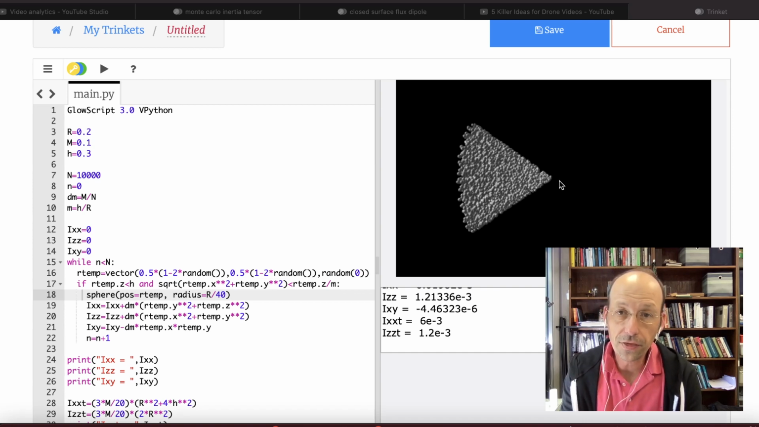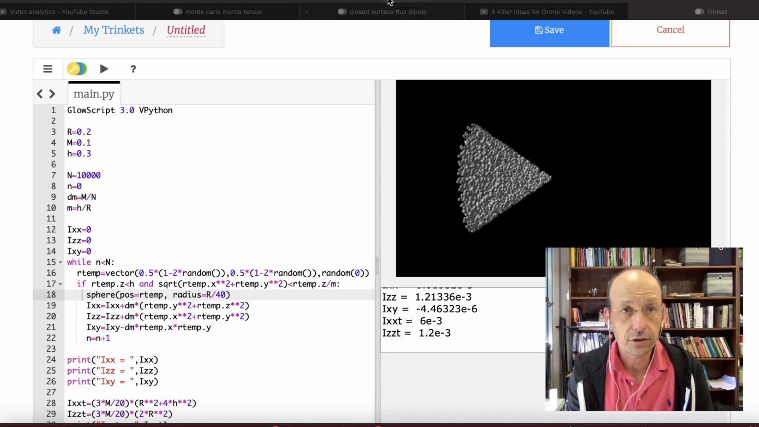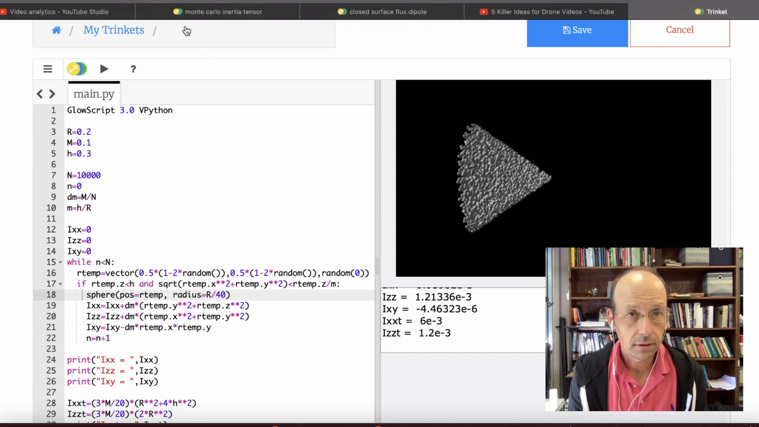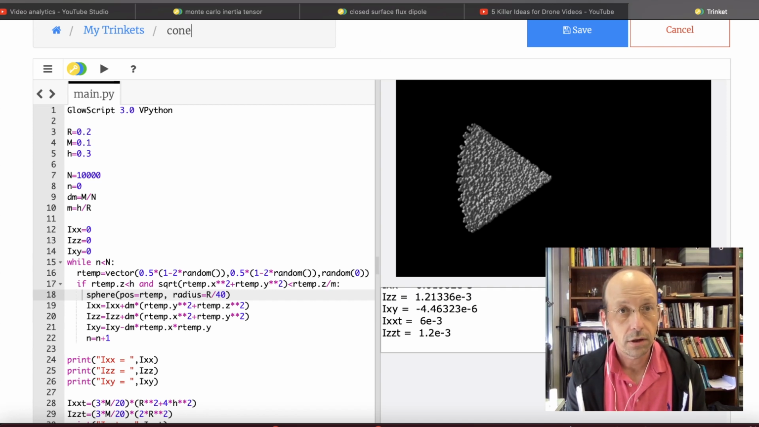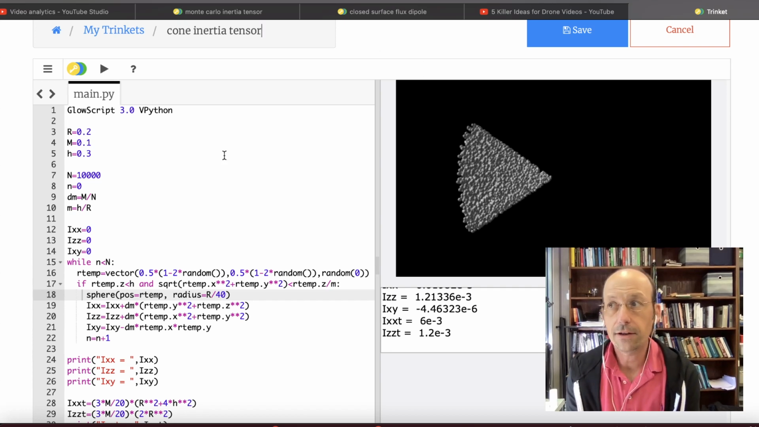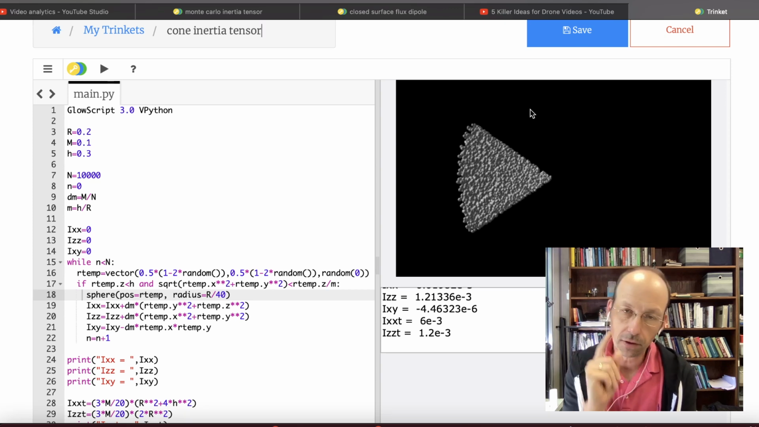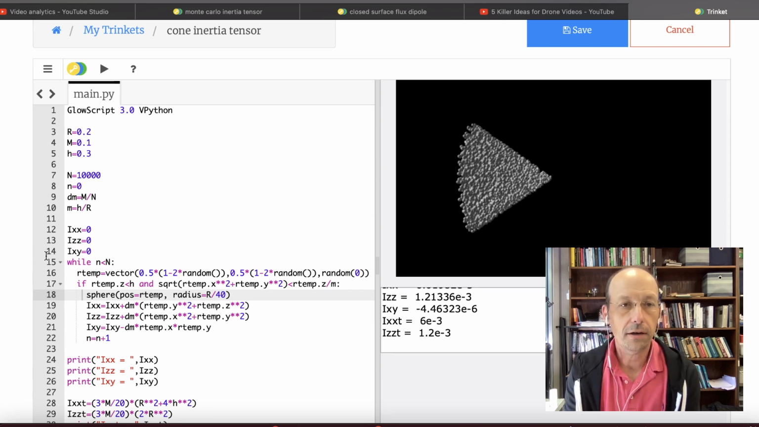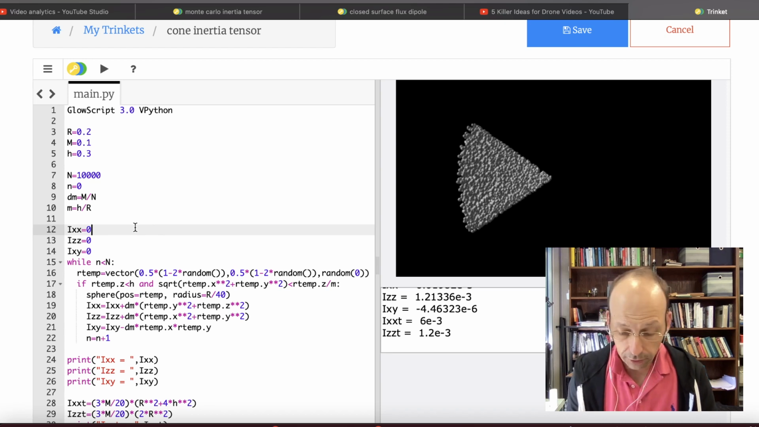Okay, so that's about this point right there. But what if I move the point about which I calculate the moment of inertia tensor? And I should save this. Cone inertia tensor. What if I have some random point, and that point's way over here? How would I calculate the moment of inertia tensor? It would be tough. There are ways to do it, but with a numerical calculation, it's not so bad.